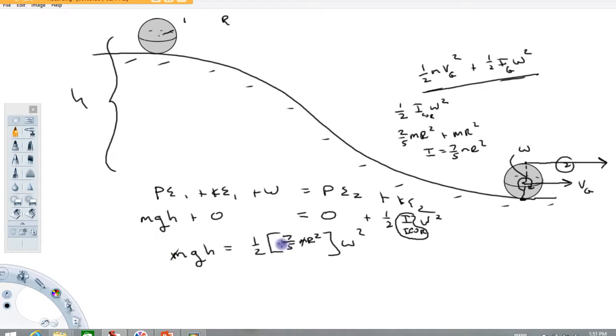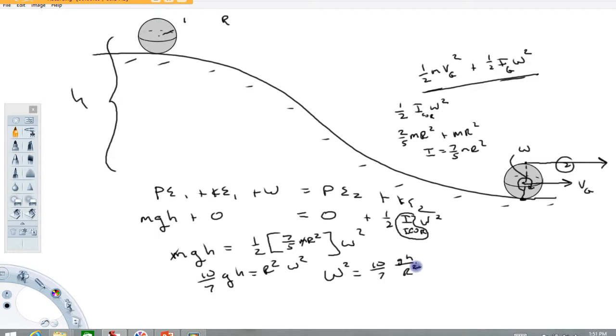This is going to be a 7/10, so the next line might be something like 10/7 GH equals r squared omega squared. I want to make sure I did that right. GH times 10 divided by 7. Yep. So the angular speed, and I'm just going to put the angular speed squared, is going to equal 10/7 GH over r squared. And I'm going to go ahead and call that done.